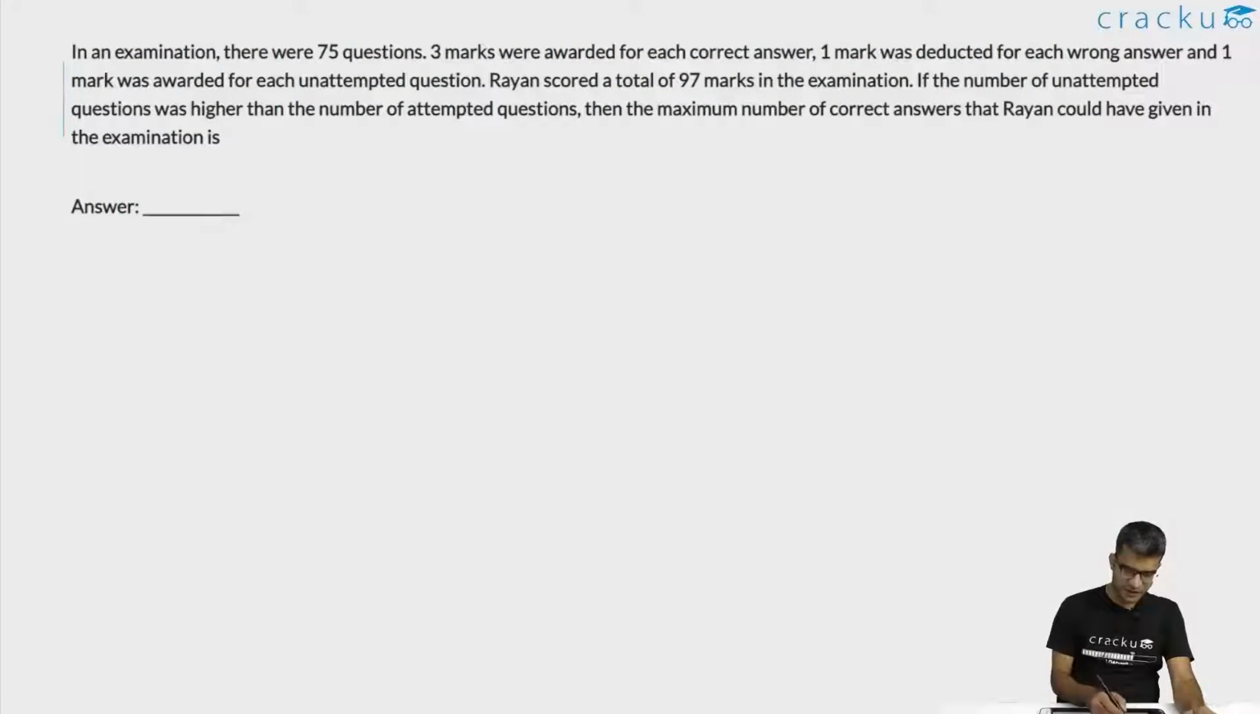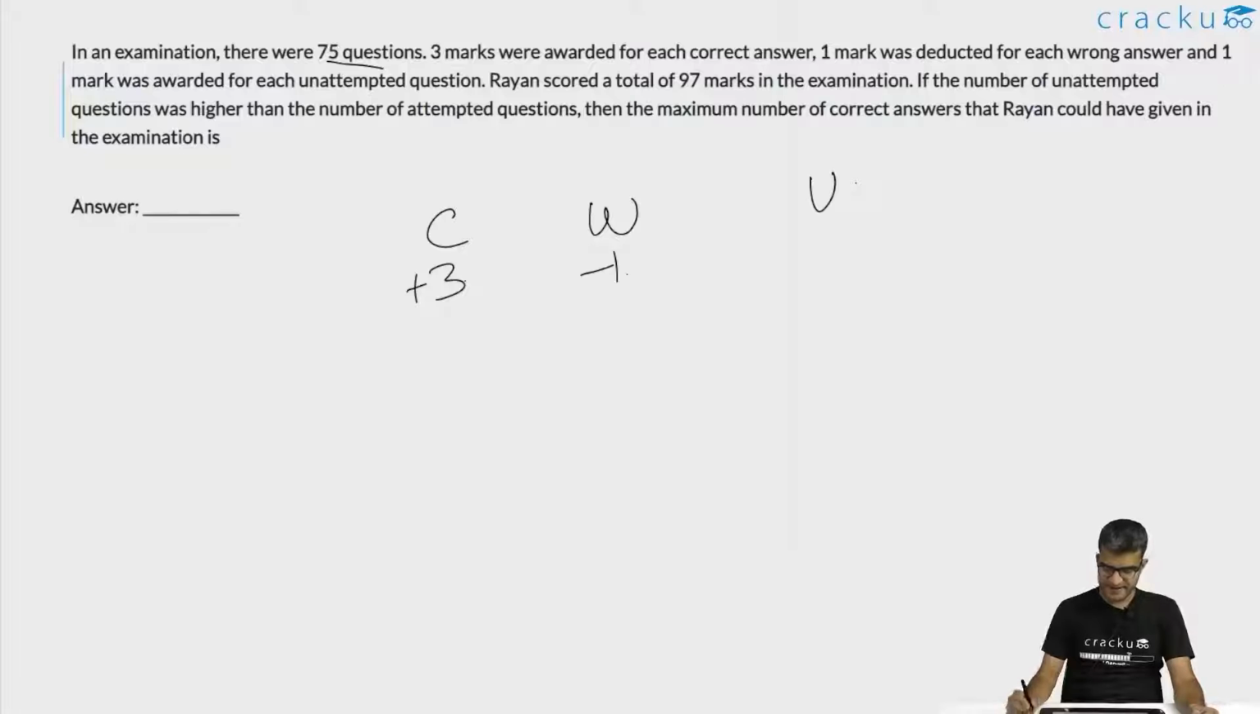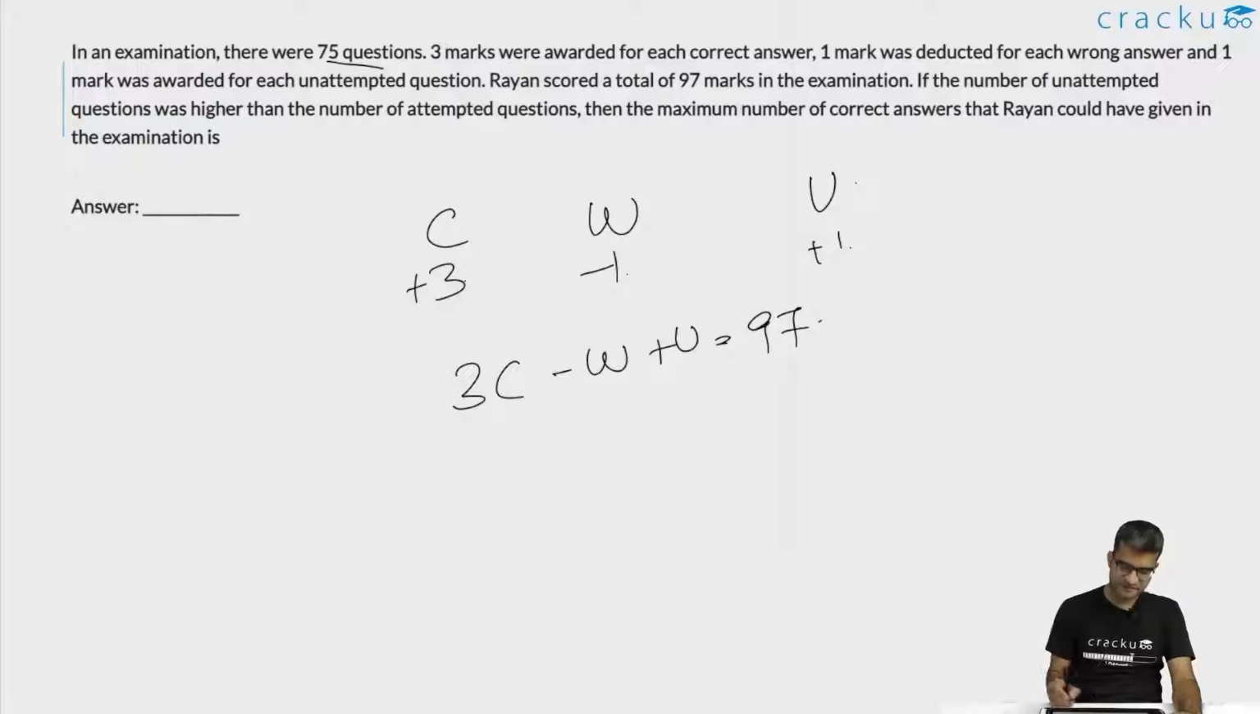In this question, we are told that there is an exam in which there are 75 questions. Some of the questions are correct, some are wrong, and some are unattempted. If a person gets a question correct, he gets plus 3. If he gets a question wrong, he gets minus 1. And if he doesn't attempt the question, he gets plus 1. So the total marks scored will be 3C minus W plus U. This we are told is equal to 97.